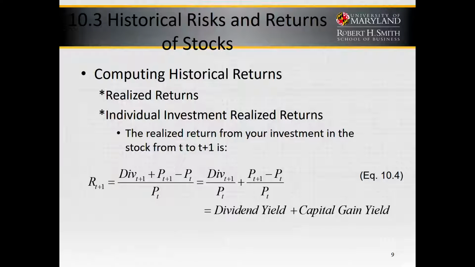Our return will be the dividend that we receive plus the capital gains. The dividend yield is the dividend that we get in period T plus 1 divided by the price we paid in period T. The capital gain yield is calculated by the price we sell it for minus the price we bought it for, all divided by the price at which we bought it.